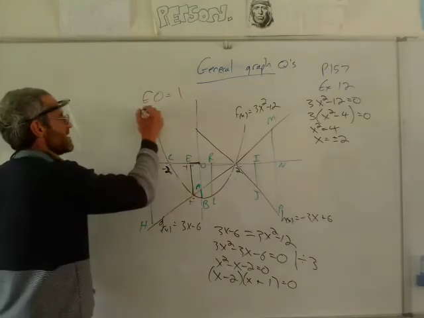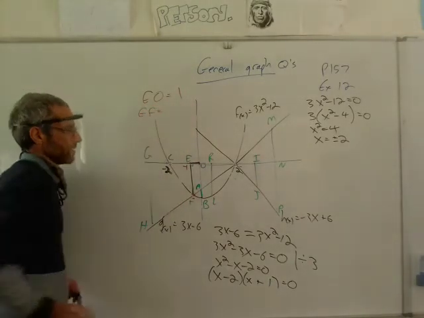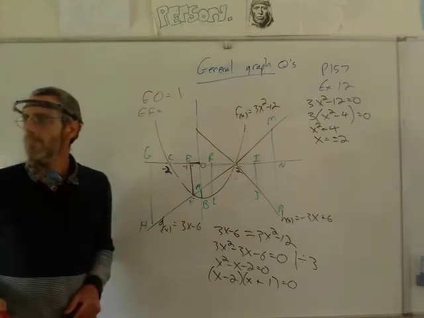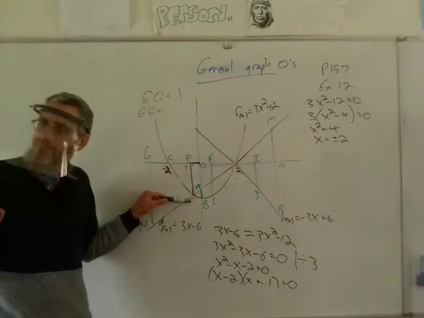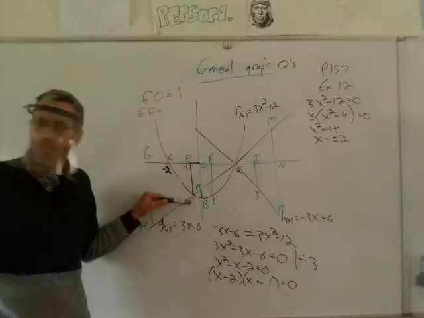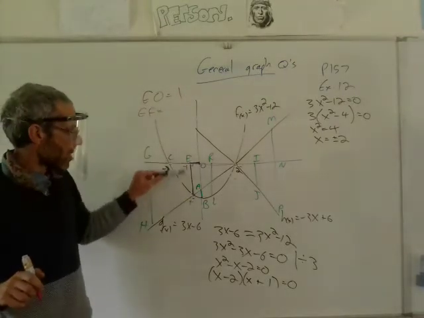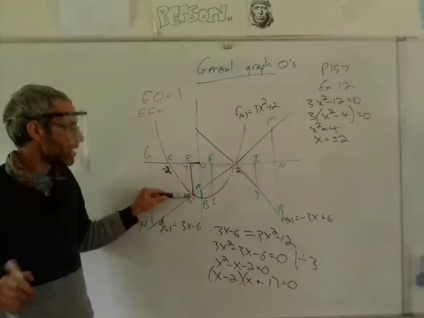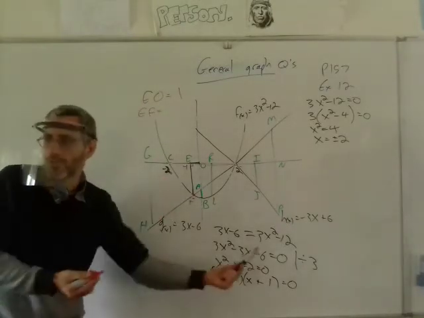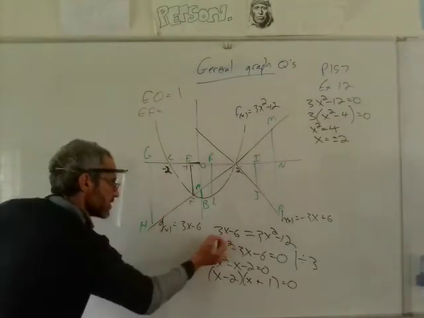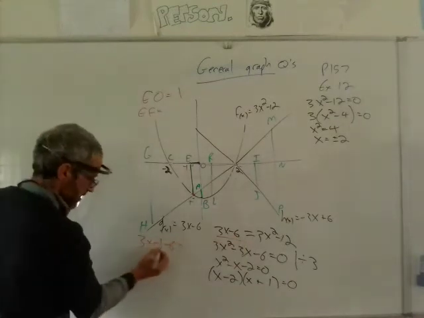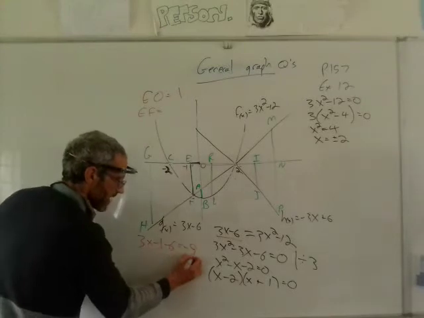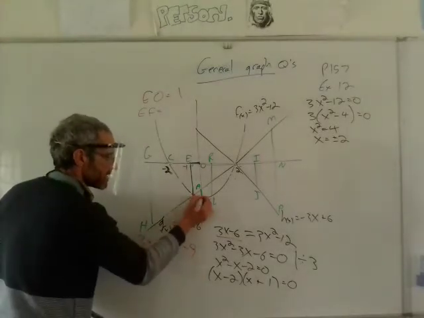How would I find EF? EF is really almost the y value at that intersection point. So if I know x is equal to minus 1, how would I find the y value? Substitute. Doesn't matter which one, because they should be equal. So I'm going to substitute in this one. So 3 times minus 1 minus 6. That's minus 3 minus 6, which is minus 9.